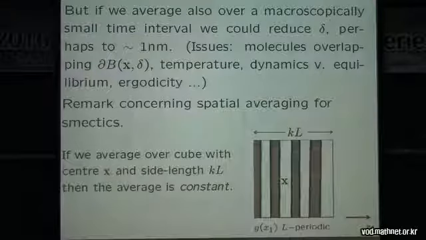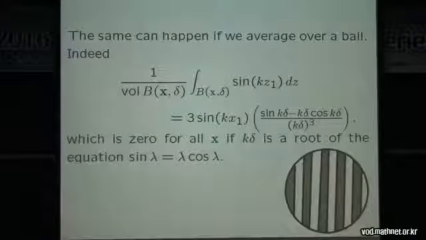So here's a sort of test. If g of x1 was, say, L periodic, and you averaged over some cube of side kL, exactly k times an integer times the period, then the average is constant. So it gives you no information, actually, at all. It doesn't matter where x is, it won't give you any information. And the same thing happens if you average over a ball, which is sort of interesting.